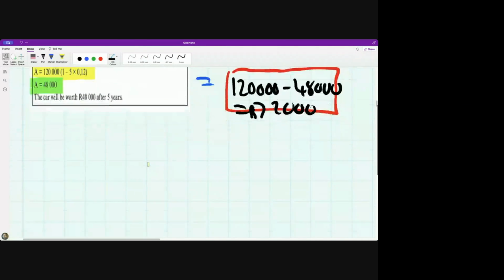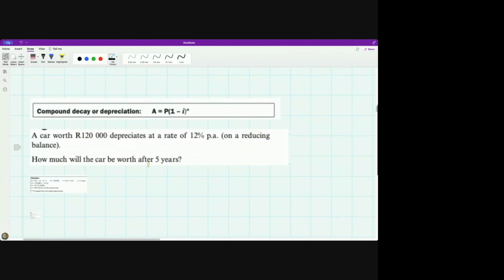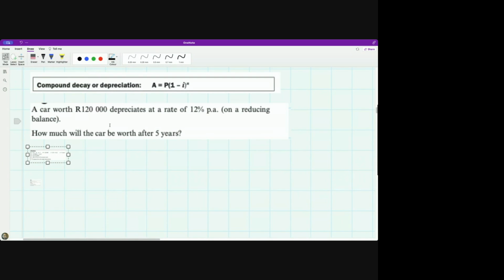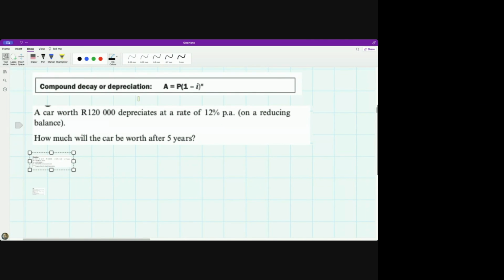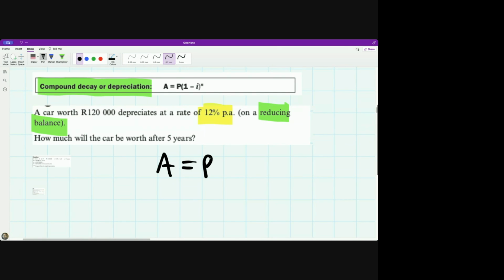Okay, let's have a look at another one. Ooh, so this one says a car worth 120,000 depreciates at a rate of 12% per annum, but it's on the reducing balance method. Now, the reducing balance method is another way, a synonym of saying compound depreciation. Okay, so what I have there is it's telling me the formula I must use is A is equal to P(1 - i)^n.